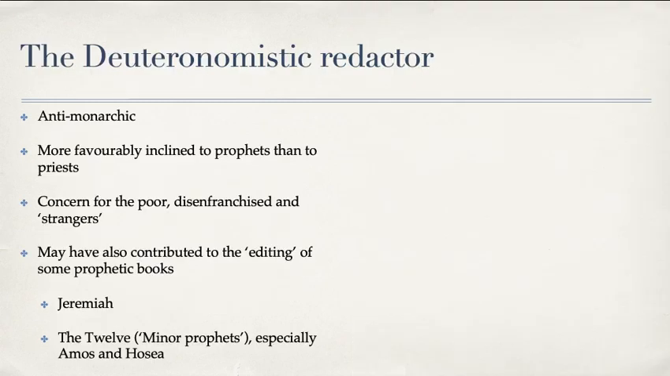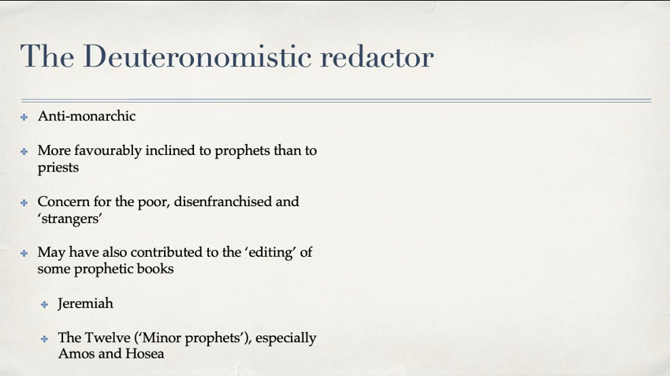What do we know about the Deuteronomistic redactor? Well, he certainly seems to be anti-monarchic. Some of the material in Samuel and Kings, for example, appears to be in favour of kings, but the bulk of the material seems to be against kings, and he's very critical of the kings. And this is attributed to the Deuteronomistic redactor, who appears to be anti-monarchic. He's more favourably inclined to prophets than to priests, in contradistinction to the Book of Chronicles, which seems to be more favourably inclined to priests than to prophets.